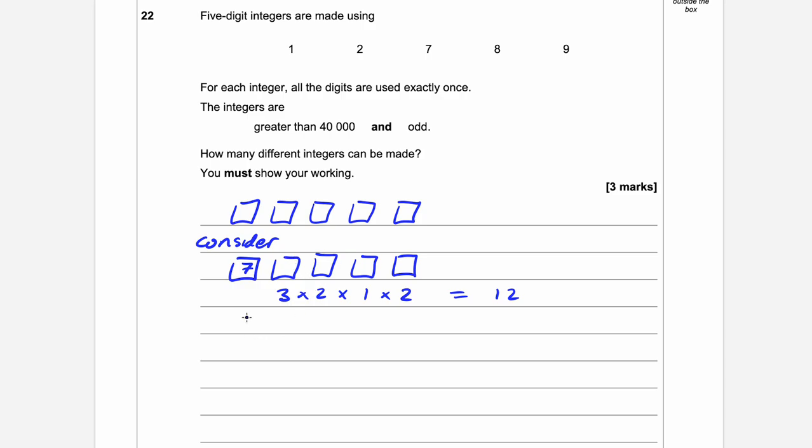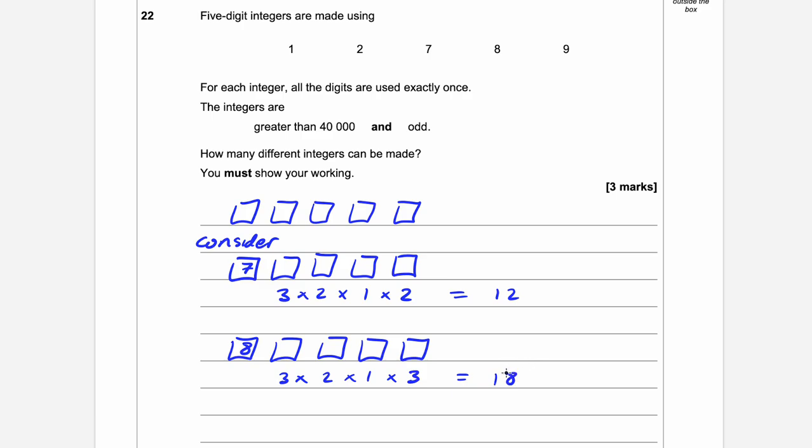Now consider we put the 8 there. So now if we put the 8 there, we can put the 1, 7, or 9 at the end. So there's 3 that can go there. And then again, it's 3 times 2 times 1 times 3, which is 6 times 3, which is 18.